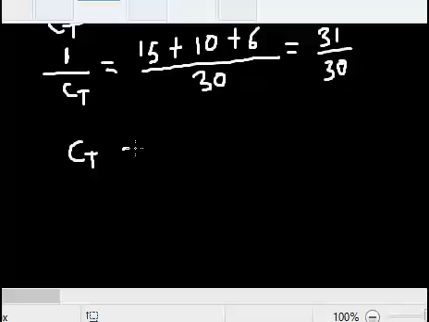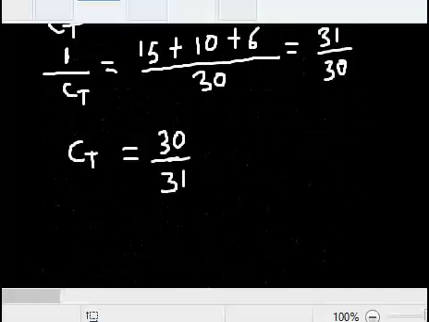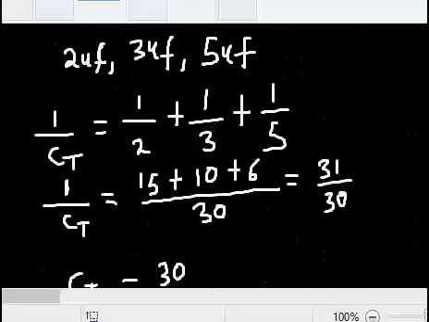So, CT now becomes 30 divided by 31. So I hope that is well understood. All right, so let's proceed.